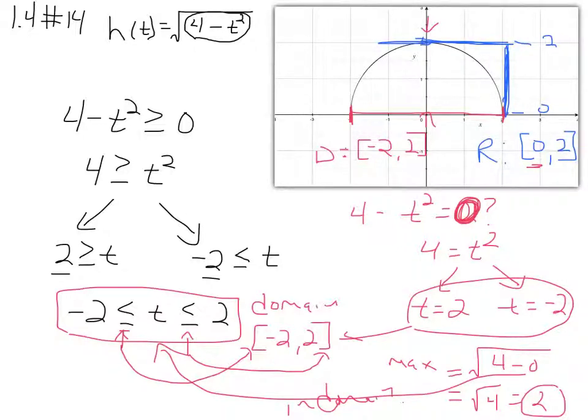Now, since 4 minus t squared is a polynomial, polynomials are continuous. Square roots are continuous. So we're certainly going to get all of the pieces in between. So our range is in fact 0 to 2. And there we have it. We're done.